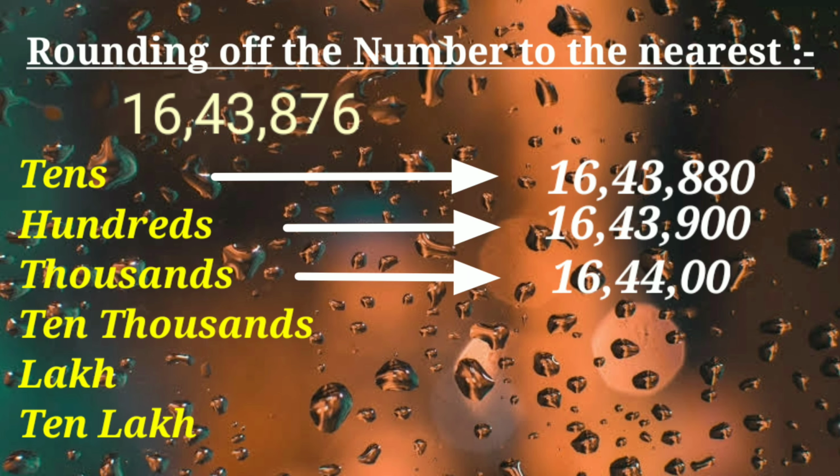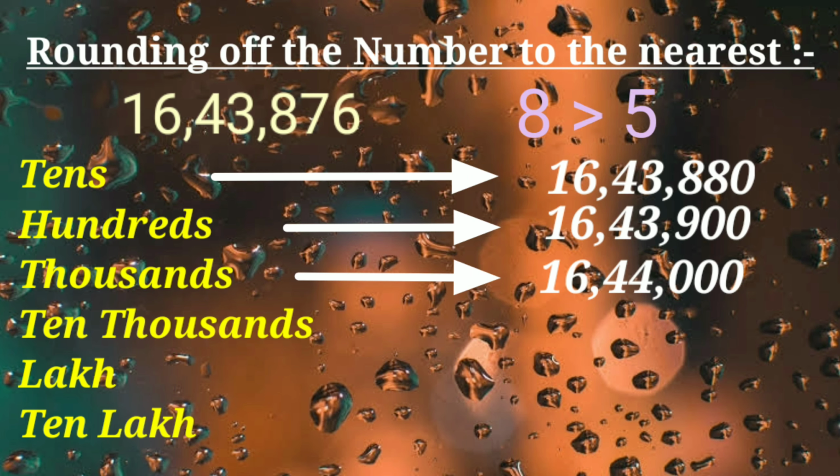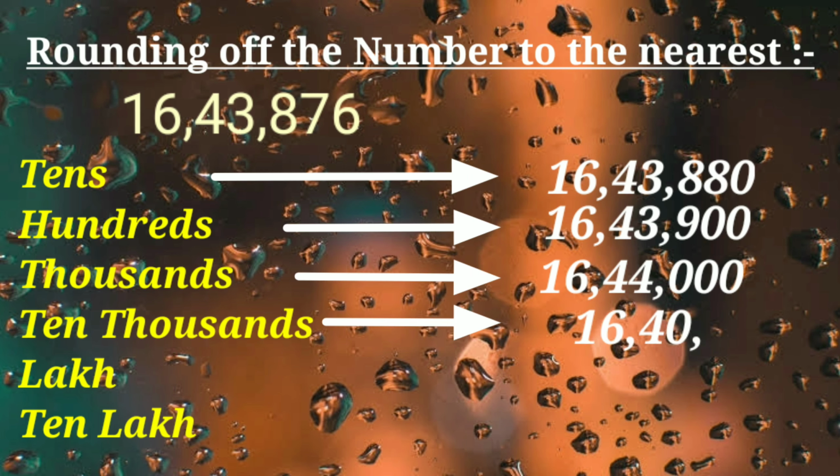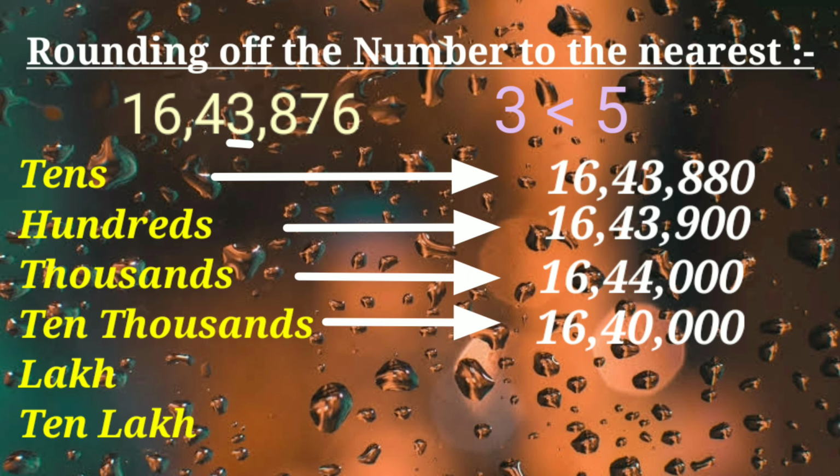When the number is rounded to the nearest thousand, we get 16,44,000 because here 8 is more than 5. So 3 will change into 4. When the number is rounded to the nearest 10,000, we get 16,40,000 because here 3 is given and which is less than 5. So we will not change the digit.